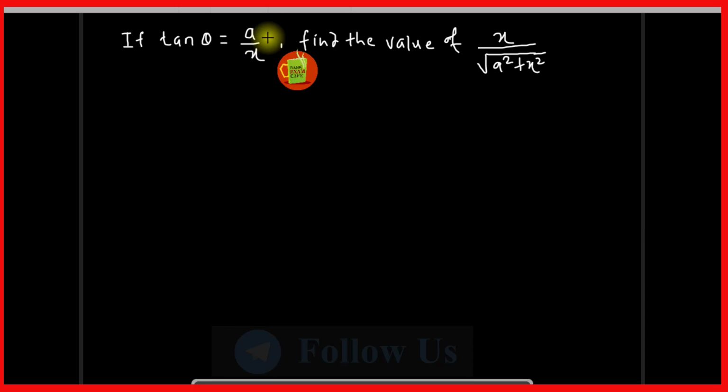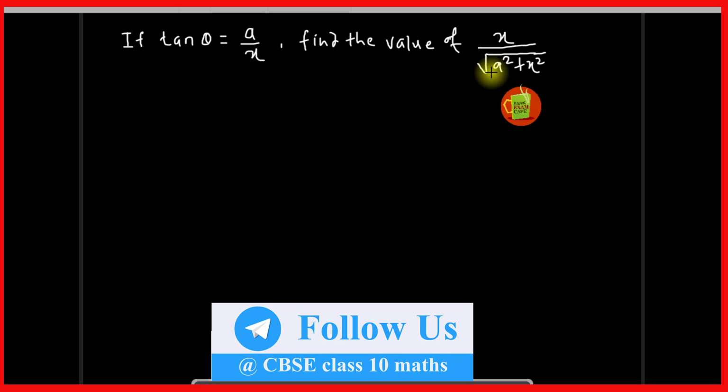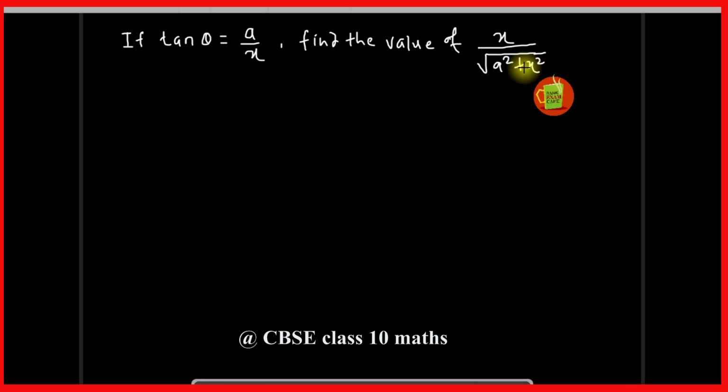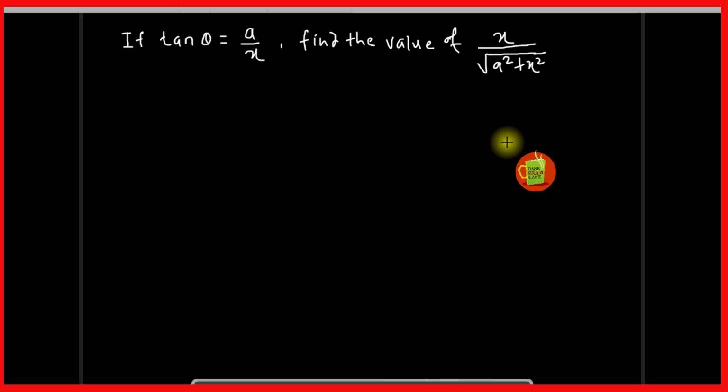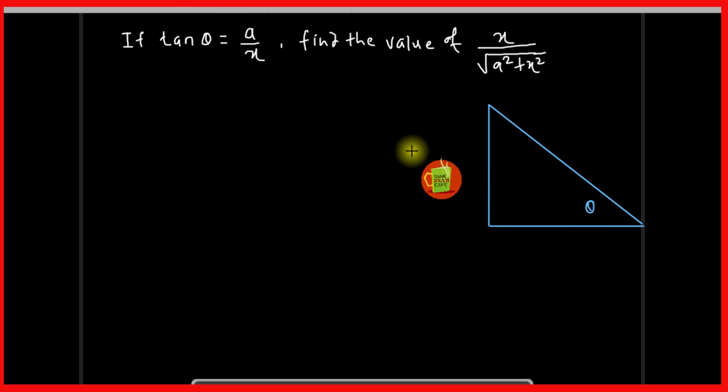Here it is given that if tan A is equal to A upon x, find the value of x upon root of a square plus x square. Very simple question this is. Now here if we plot a right angle triangle, and if this angle is theta, then what is given is that tan theta is equal to A upon x. Tan theta means what? Opposite side upon adjacent side. So this will be A and this will be x.